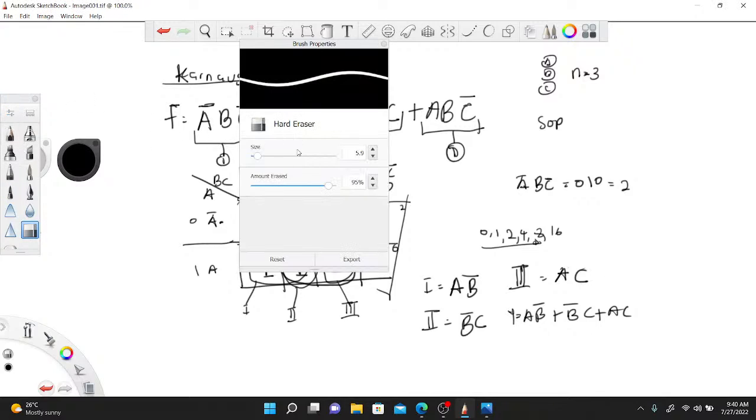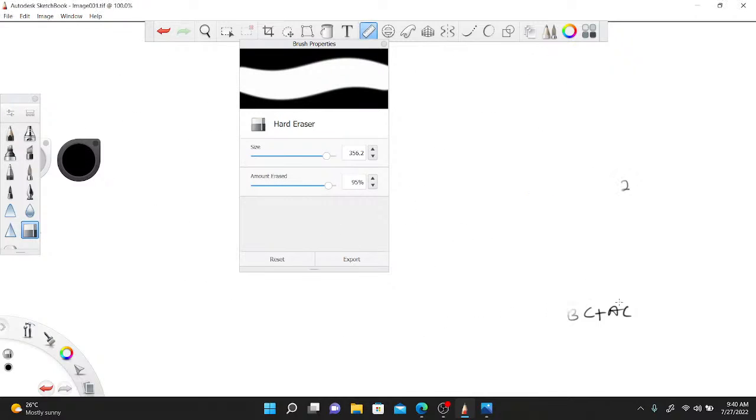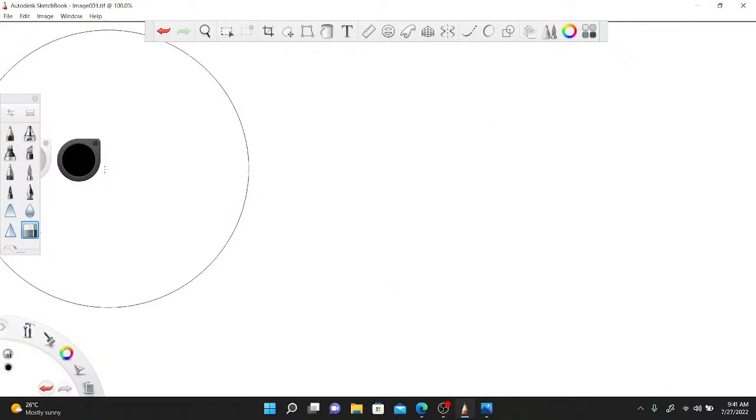So it's the same concept for a 5 input K-map or whatever. One important thing is that when you get above 5 values, it's better to use a computer program, right? It just makes sense. And keep in mind that your equation can also come in this form.